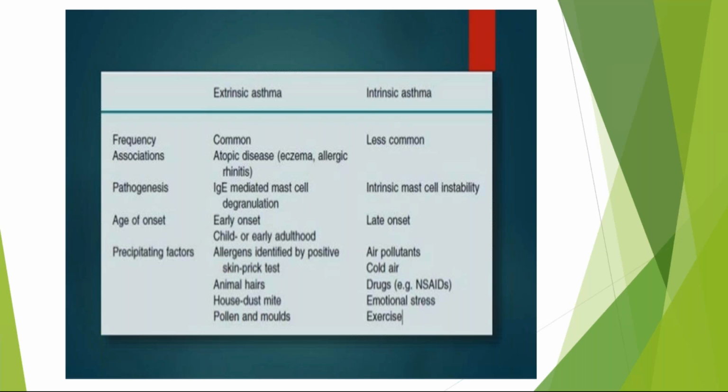There will be precipitating factors for extrinsic asthma, where the allergen can be identified by a positive skin prick test. There will be house dust mite, pollen, and moths. For intrinsic asthma, there will be drugs like NSAIDs and aspirin, cold air, pollutants, emotional stress, and exercise.